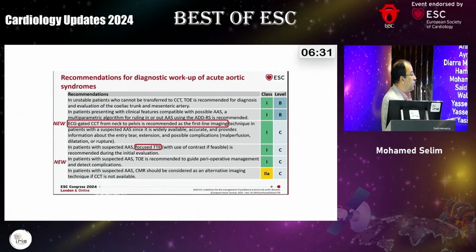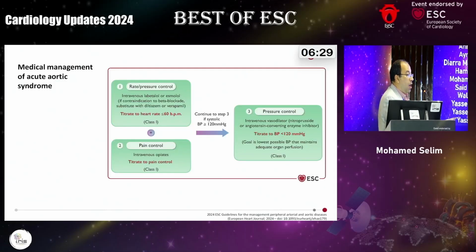Or, in patients who are unstable and cannot go for CT, it is recommended to do transesophageal echo. Regarding medical management, you cannot do good medical management and reach the targets of heart rate and blood pressure in acute aortic syndrome without good control of pain. So pain control is the top priority in these patients, using intravenous opiates, and you have to titrate the dose to achieve proper and good pain control.